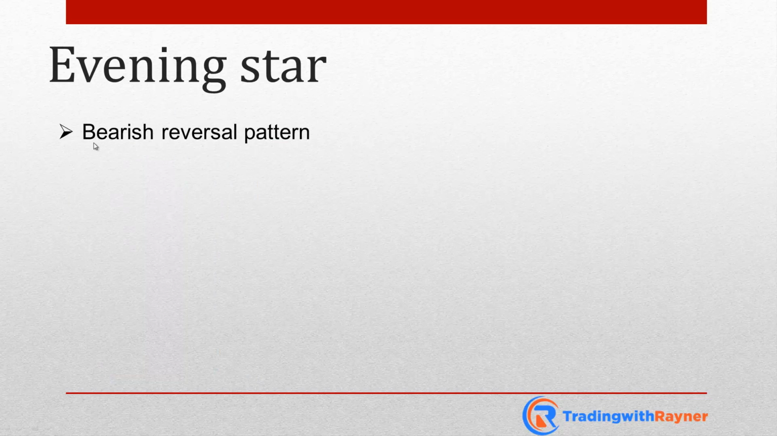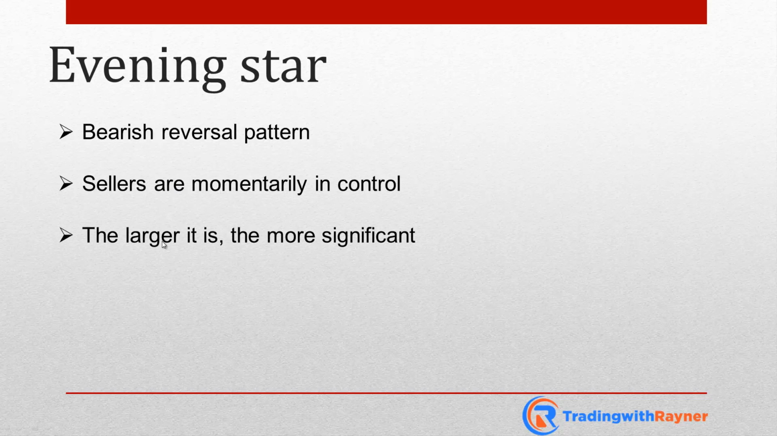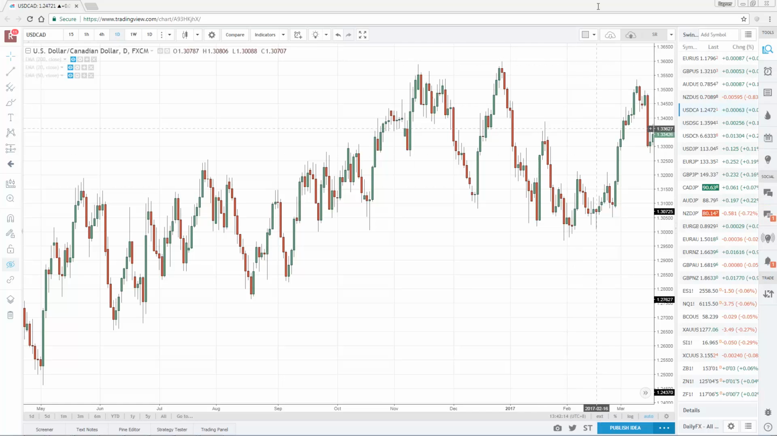Moving on, the evening star is a bearish reversal pattern. Sellers are momentarily in control, and the larger it is, the more significant the pattern is. So let's have a look at a few examples on the chart.